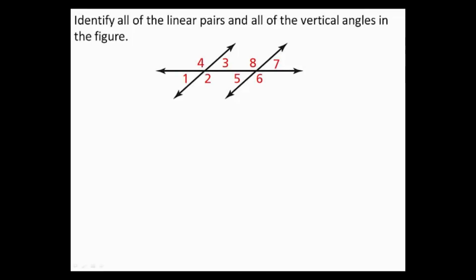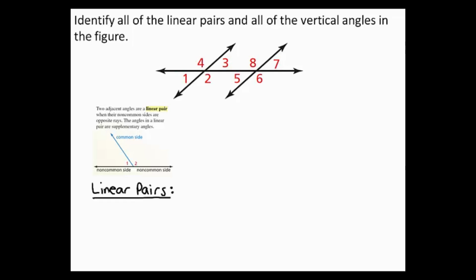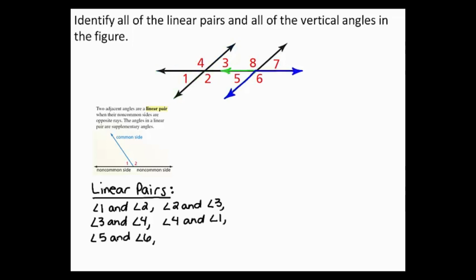Identify all linear pairs and all of the vertical angles in the figure. Two adjacent angles are a linear pair when their non-common sides are opposite rays. So, to identify all of the linear pairs in the figure, look for adjacent angles whose non-common sides are opposite rays. The linear pairs in this figure are angle 1 and angle 2, angle 2 and angle 3, angle 3 and angle 4, angle 4 and angle 1, angle 5 and angle 6, angle 6 and angle 7, angle 7 and angle 8, and angle 8 and angle 5.